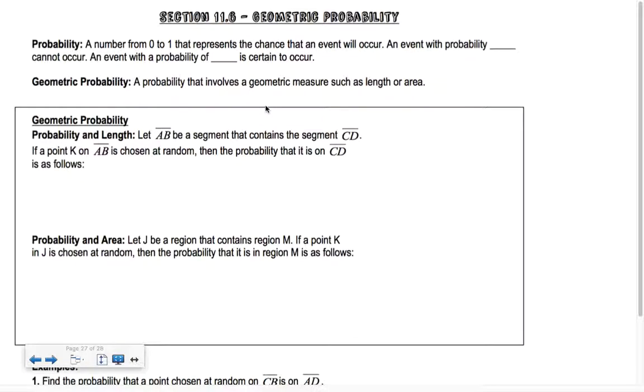Section 11.6 is on geometric probability. You had a couple of questions like this on your homework, so I think you probably know how to do this, but we'll fill this in so you have it.